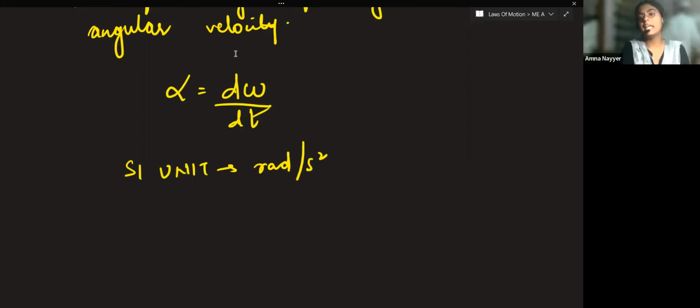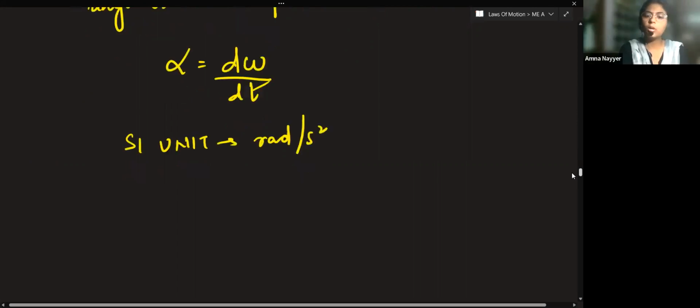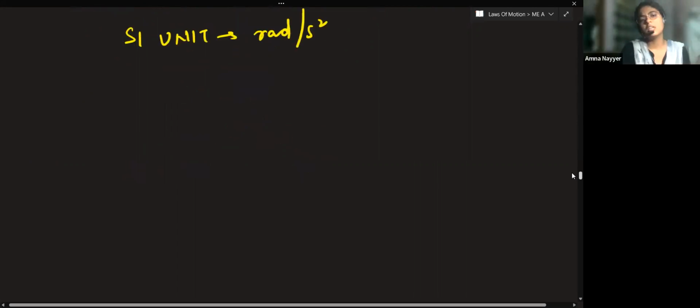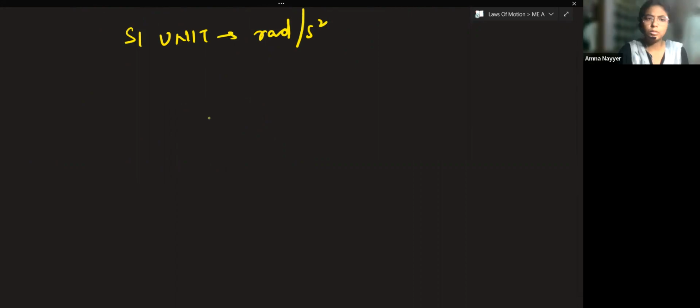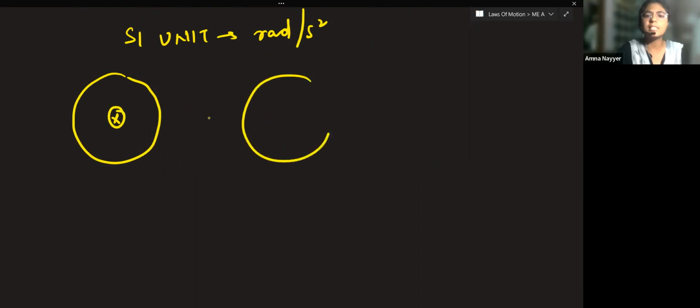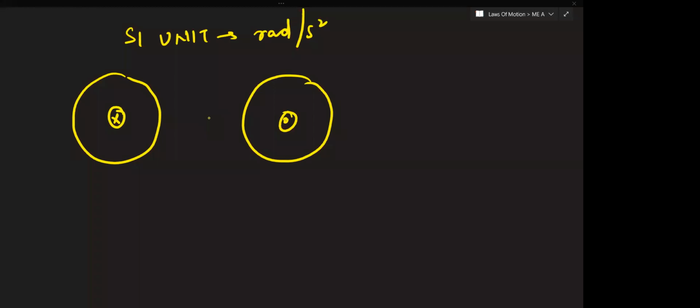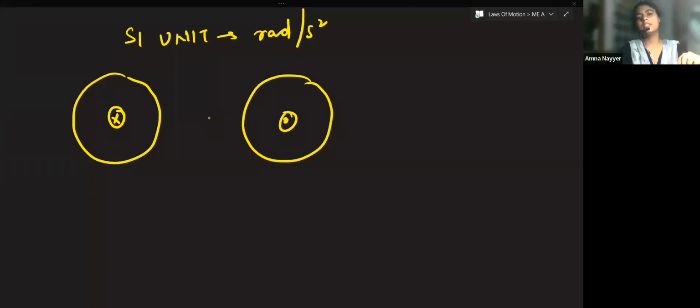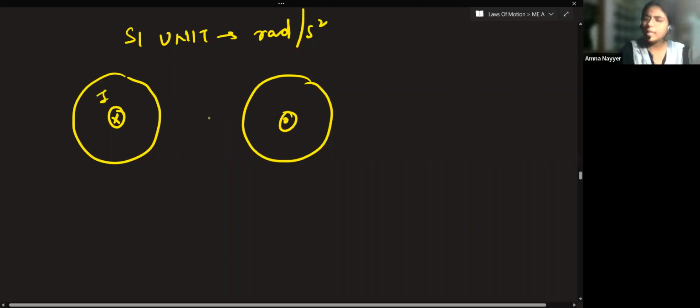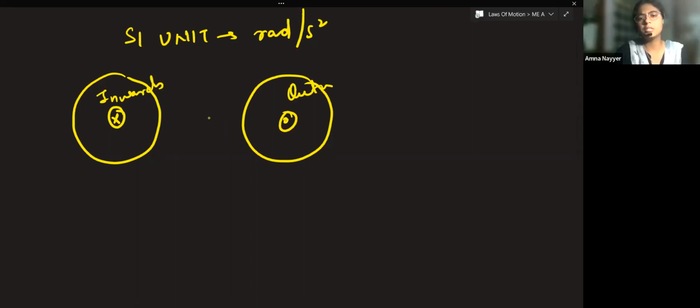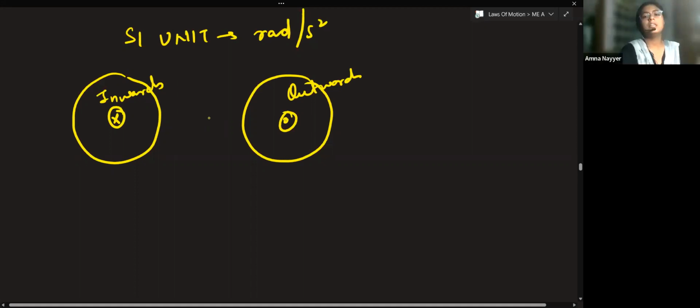Now direction. I have told you, for angular velocity, it is along the axis of rotation. So it will again be along the axis of rotation. It can be inwards along this axis of rotation, as well as outwards. In magnetics, we use this symbol. No need to remember these symbols, inwards, outwards. Just remember that the direction will be along the axis of rotation.